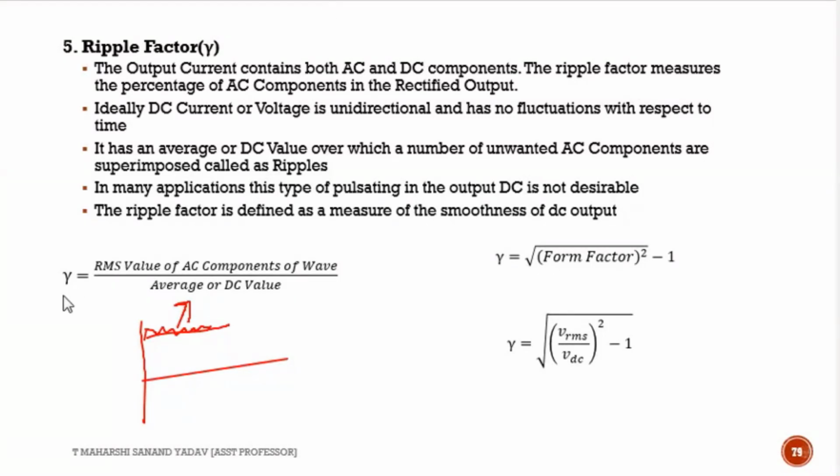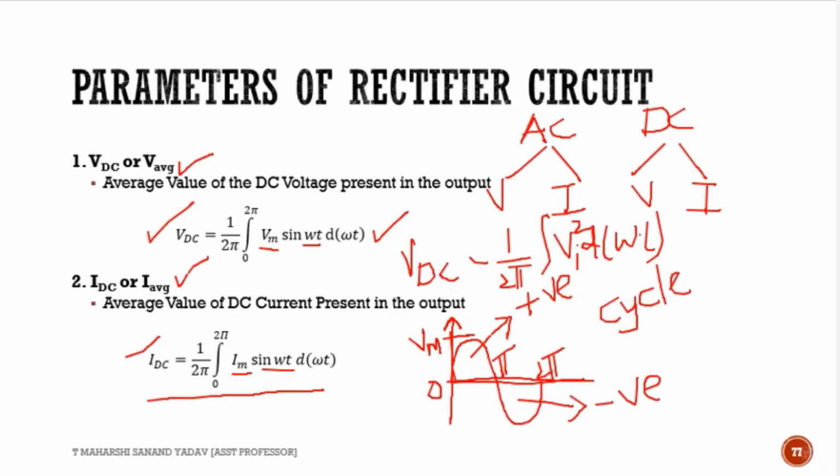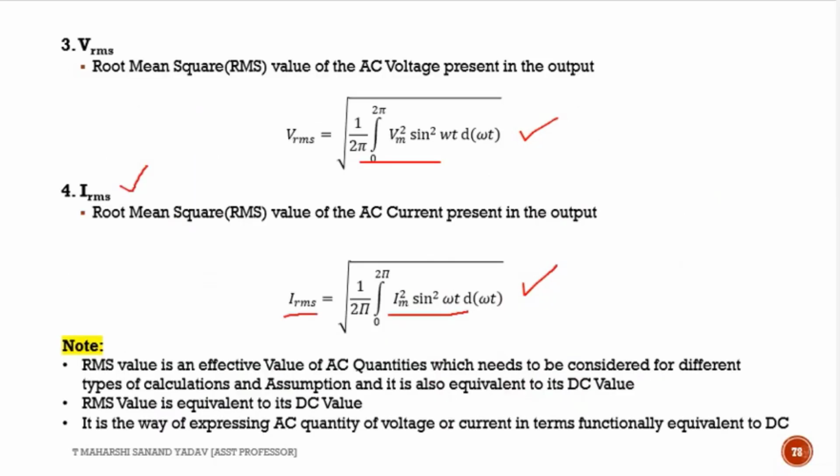So ripple factor is represented with gamma. This is the definition: it is nothing but the RMS value of the AC component of the wave divided by the average or DC value. The DC value is VDC or IDC; you can consider any value, no issue. Whereas the RMS value of the AC component is VRMS and IRMS. Once you are familiar with these first 4 points, the rest is simple to understand. So concentrate on these 4 points once again: VDC or V average, IDC or I average, and next VRMS and IRMS.